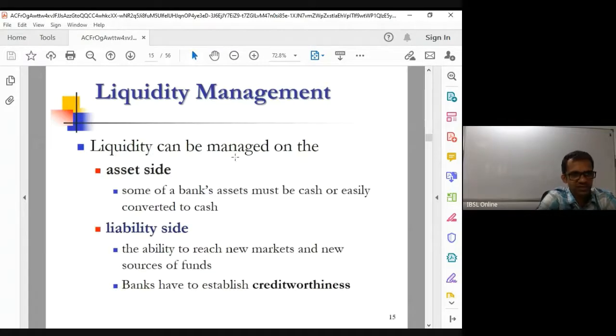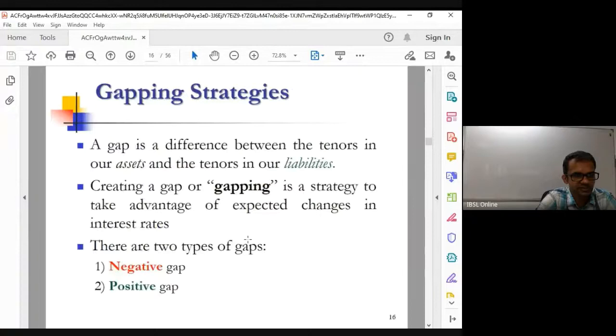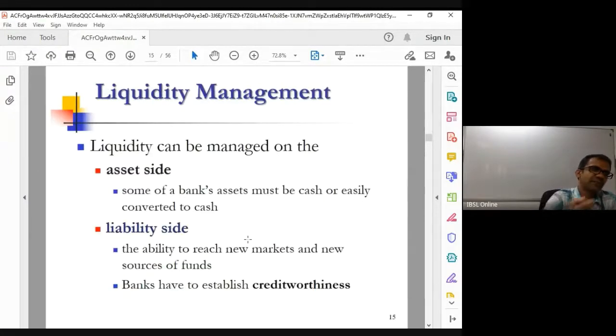How do we manage liquidity? We can do it in different ways. We can manage liquidity through the asset side or the liability side, or as a combination of assets and liabilities. What does it mean to manage liquidity with assets, or asset side liquidity management?